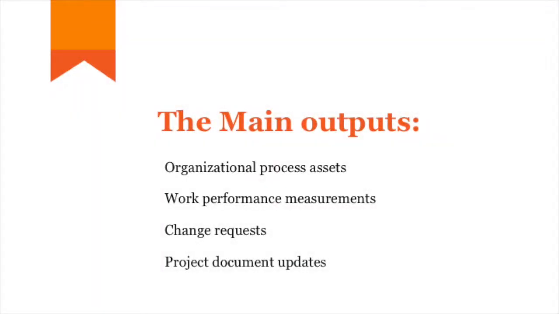The main outputs from schedule control are organizational process assets such as lessons learned reports related to controlling the schedule, work performance measurements, change requests, and project document updates.